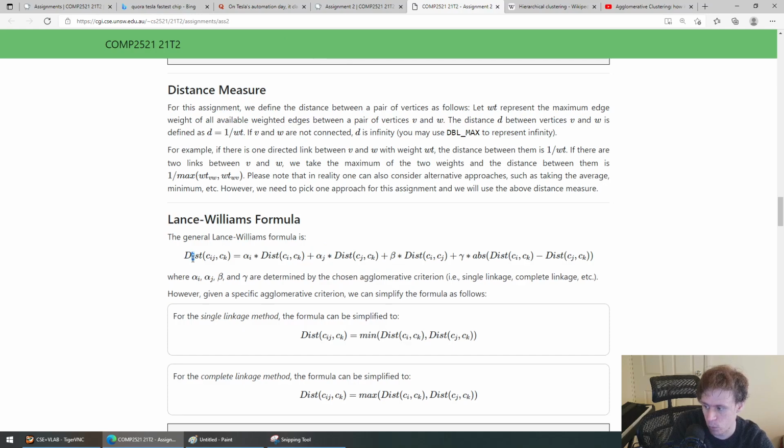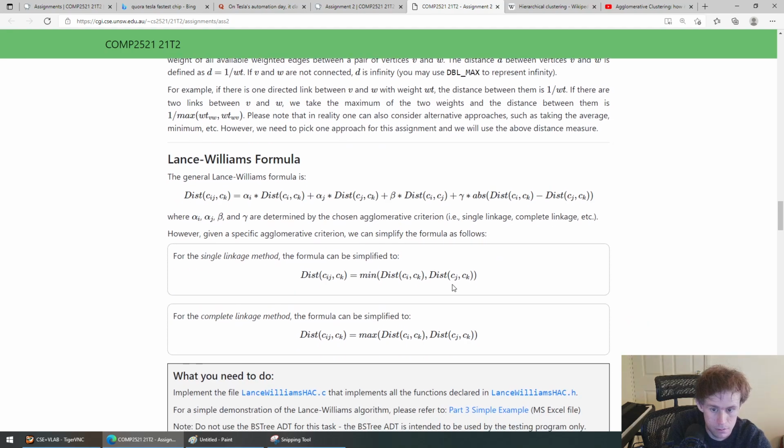The Lance-Williams formula tells us that the distance between one cluster and another cluster, or in this case, say a cluster Cij to another cluster, or a node Ck, is alpha i times the distance between Ci and Ck, plus alpha j times the distance between Cj and Ck, plus beta and gamma terms, with alpha, beta, gamma determined by the chosen linkage method.